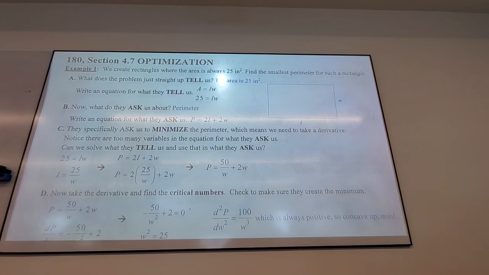Okay. So is everybody with me so far? They're going to tell us something, focus all of your attention on that. Don't worry about find the smallest perimeter. Focus on, okay, it's the area, let me draw a picture, let me find my variables, let me make an equation for that. Then you move to what they ask us about. And they ask us about the perimeter, correct? Yes, they ask us about the perimeter.